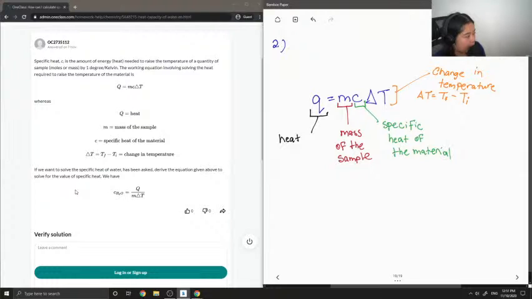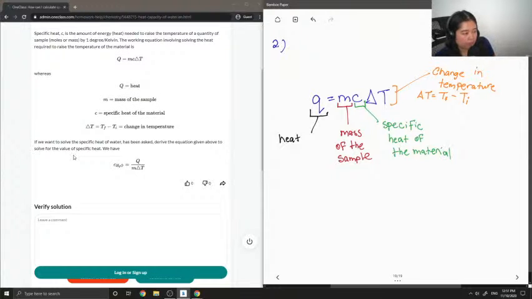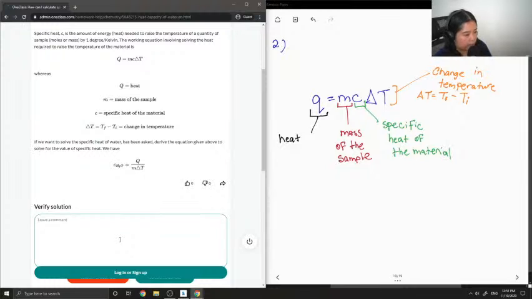If we want to solve for the specific heat of water, derive the equation given above to solve for the value of specific heat. So in the question, they might give you the Q and the mass and the delta T, and then you just plug it into the equation to solve for the specific heat of water. So this solution is correct.